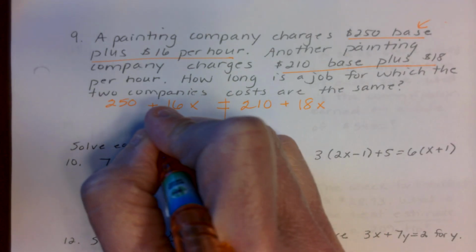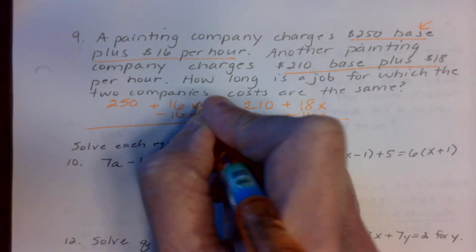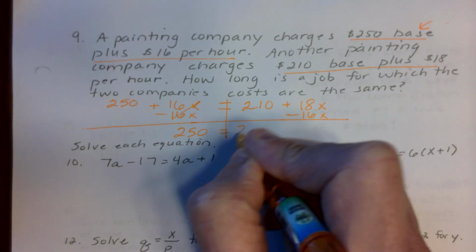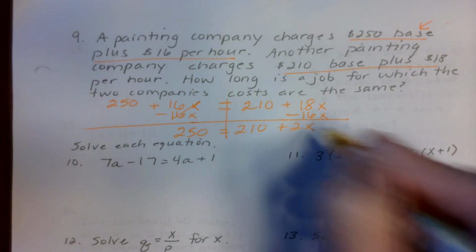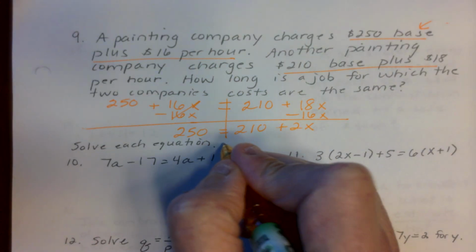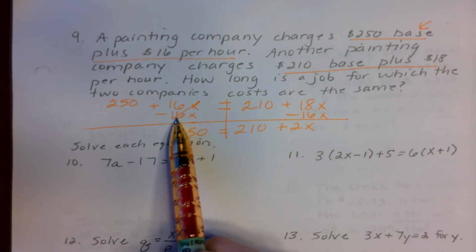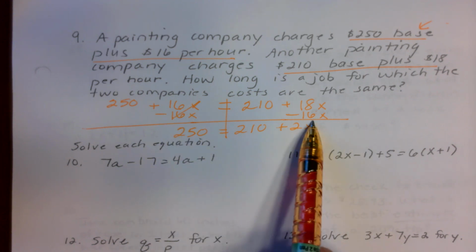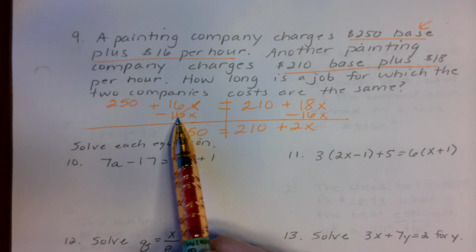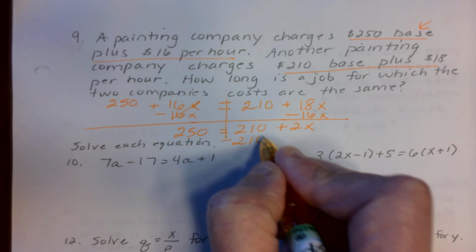All right, so we're going to subtract 16x. We'll end up with that. Got to get the 210 to the other side. Remember, when you're doing this, you want to get those x terms together first. So it usually works best when you move the smaller x term, because then you end up with a positive 2x. If you would have moved the 18x, it's fine, but you would have ended up with a negative 2x over there. So subtract the 210.